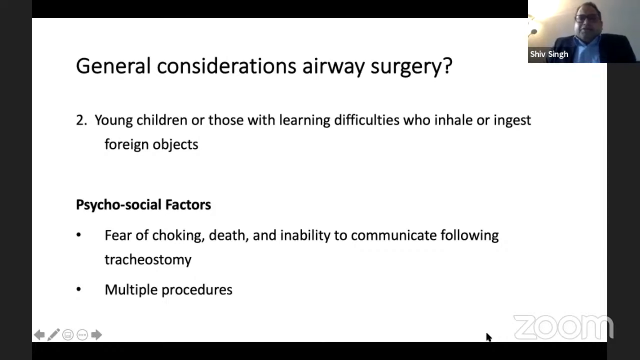There are psychosocial factors associated with any airway surgery. The patients, whether young or old, can have fear of choking, dying, or, if they have been told that they might need a tracheostomy, the inability to communicate. And the elderly patients, if they have a tumor, might actually come back for multiple procedures.